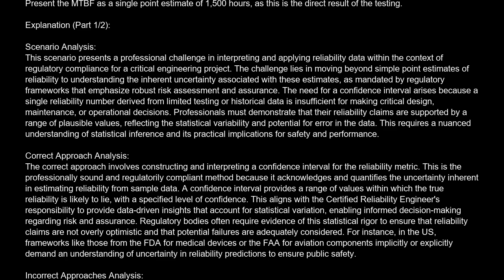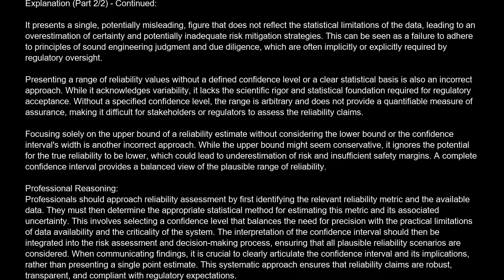Incorrect approaches analysis. Using only the point estimate of reliability without considering its uncertainty is an incorrect approach. This fails to meet regulatory expectations for a comprehensive assessment of reliability. It presents a single, potentially misleading figure that does not reflect the statistical limitations of the data, leading to an overestimation of certainty and potentially inadequate risk mitigation strategies. This can be seen as a failure to adhere to principles of sound engineering judgment and due diligence, which are often implicitly or explicitly required by regulatory oversight.